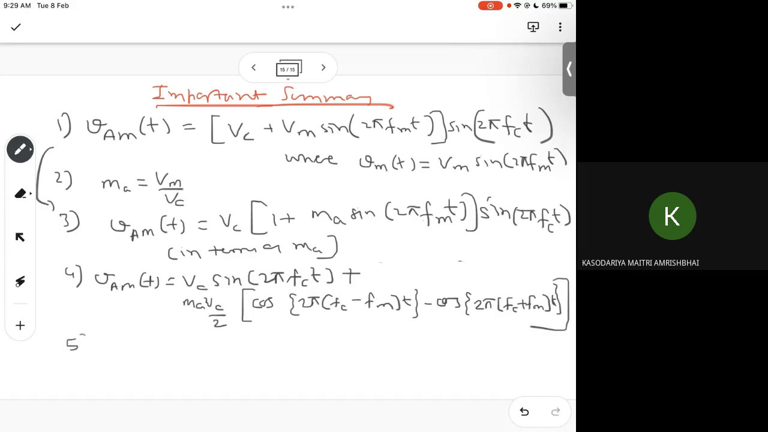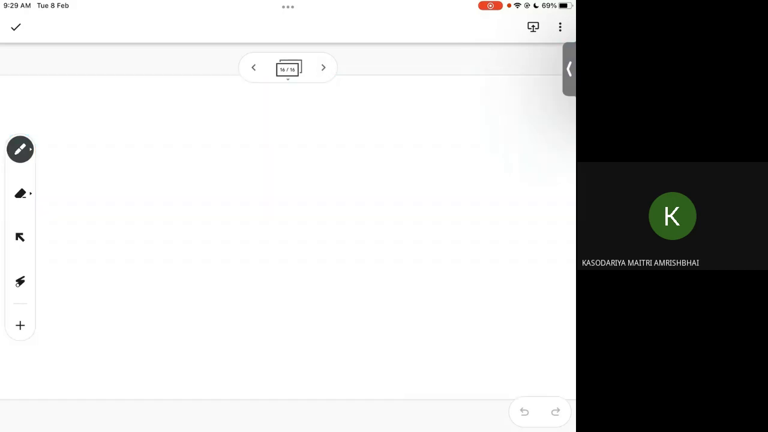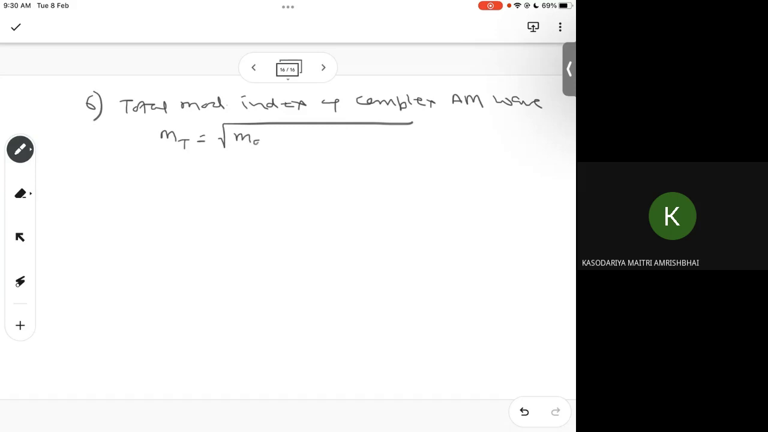And then we have seen the bandwidth of the AM signal. It is twice fm. So this is just the overall summary before we conclude this chapter. And then we have seen the total modulation index of a complex AM wave is given as mt is equal to the square root of ma1 square plus ma2 square, and so on.